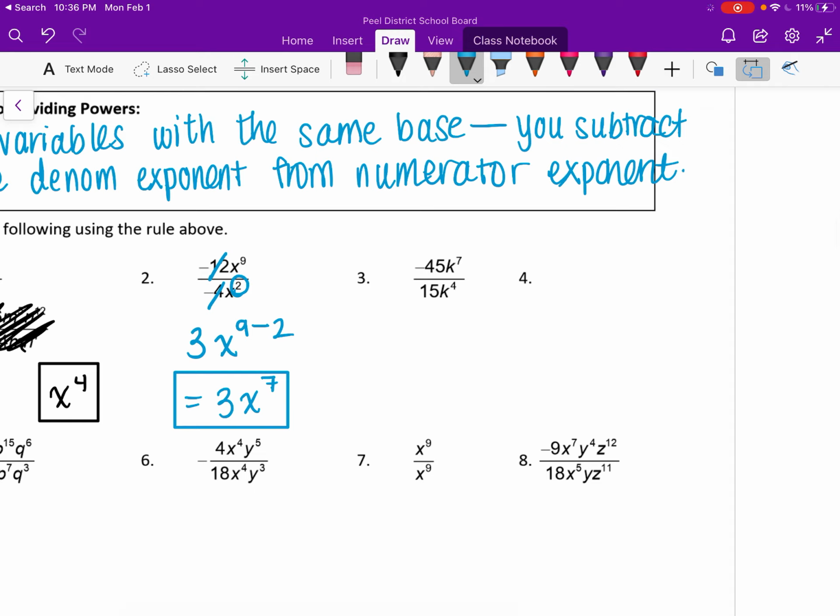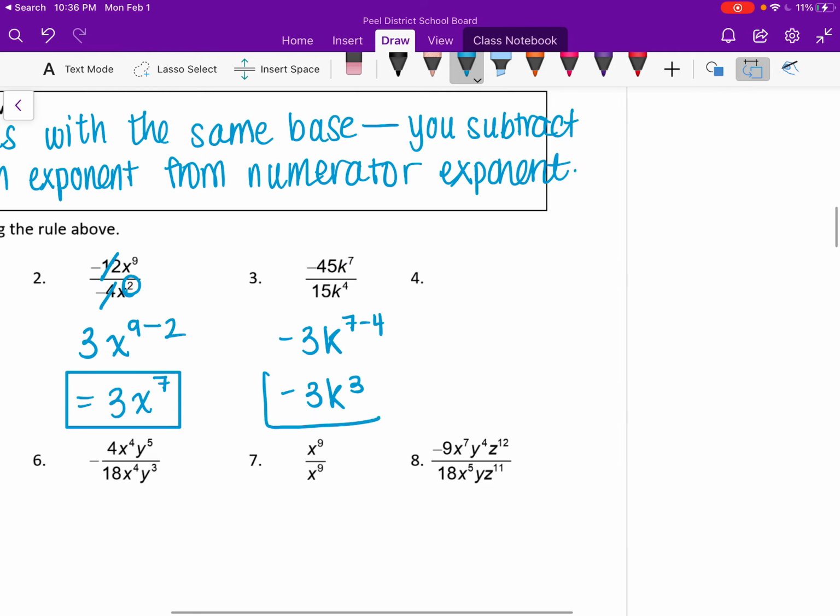Again, same thing here. When you're dividing, you can just divide out the coefficients. So we have negative 45 divided by 15 is going to give me negative 3, right? And I'm left with this k. And because I'm dividing the k's, I'm doing k, 7 minus 4, negative 3k. 7 minus 4 is going to give me 3. And in case you're wondering why this happens, I'm just going to make a little side note here with our purple marker or pink marker, right?